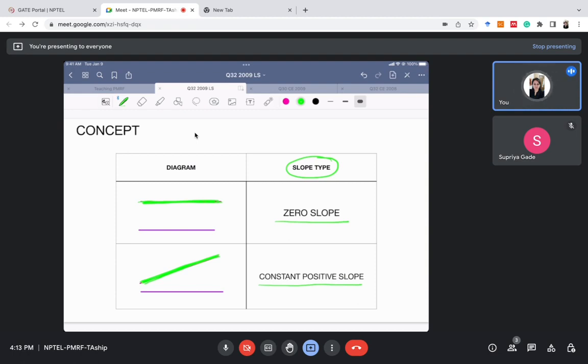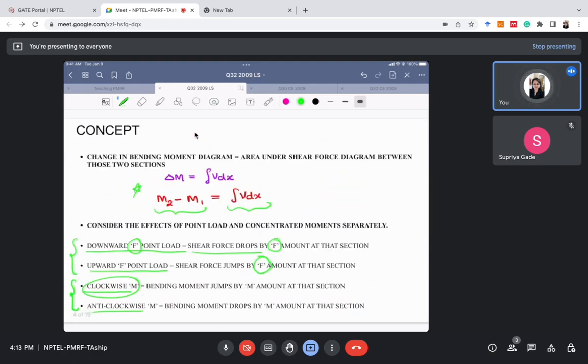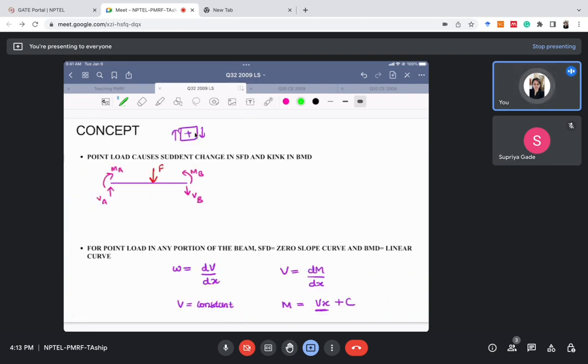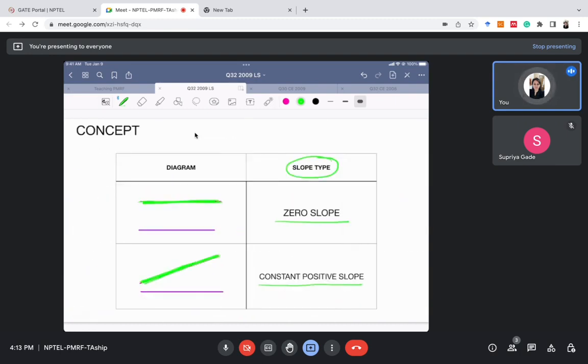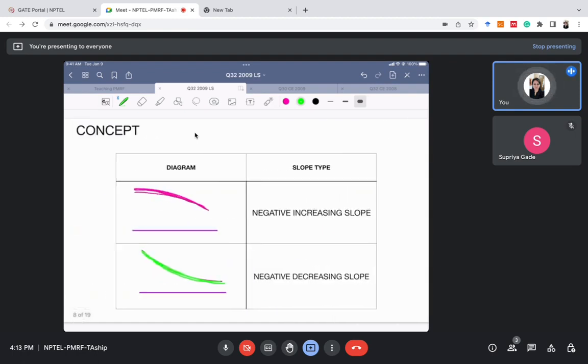So what all the things you should remember for drawing the SFD and BMD? Firstly, the 8 points which I have told you, 4 formulas and 4 points. Another thing is slope type. So these are the different slope types you should remember. So now you are all set for drawing the shear force and bending moment diagram very, very quickly.